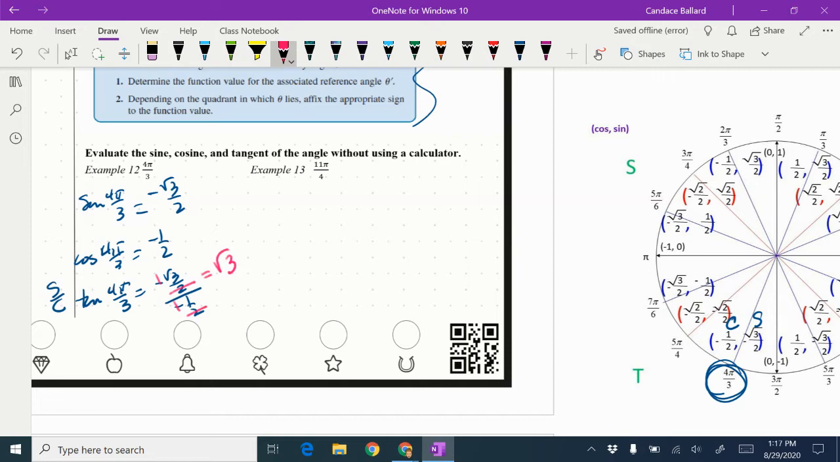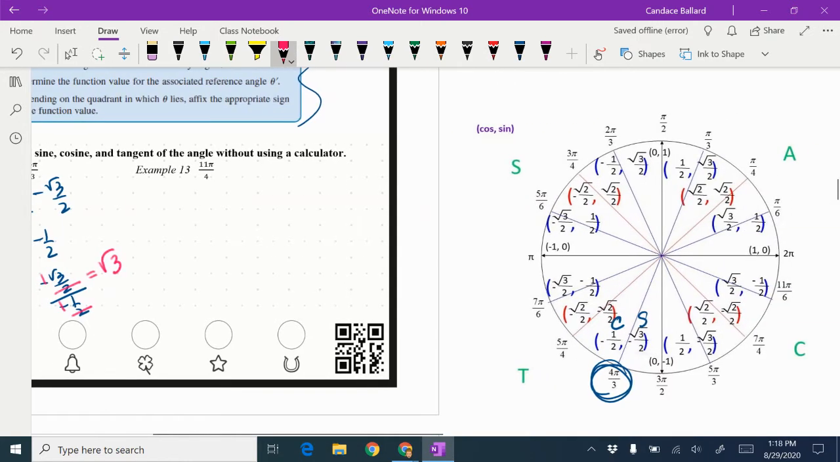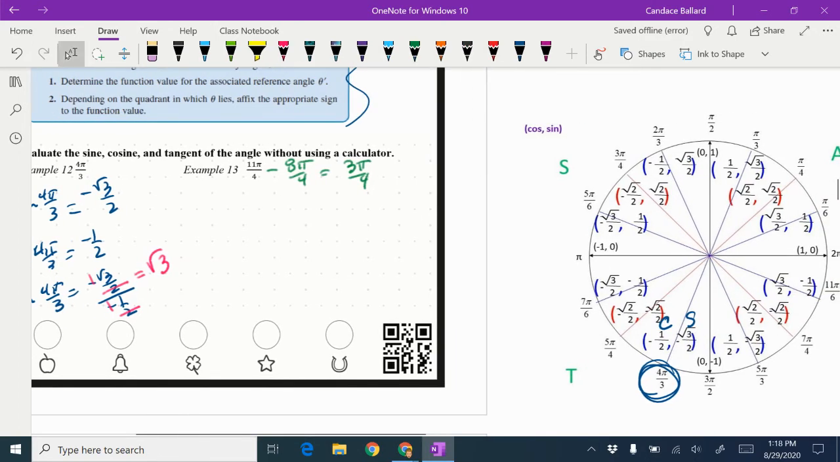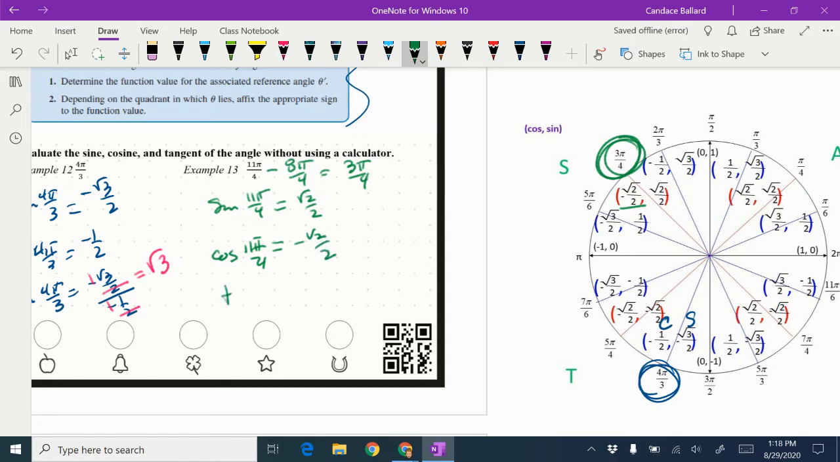In example 13, I'm probably still going to use my unit circle, but I do notice that 11 pi over 4 is not on my unit circle, so I'm going to have to find a reference angle or a coterminal angle. In over 4 world, I usually work with 8 pi over 4, so that's going to be 3 pi over 4 is what my reference angle is going to be. And then I know that I've got my coordinates there, so the sine of 11 pi over 4 is going to be the y-coordinate, which is square root of 2 over 2. The cosine of 11 pi over 4 is the x-coordinate, so negative square root of 2 over 2.